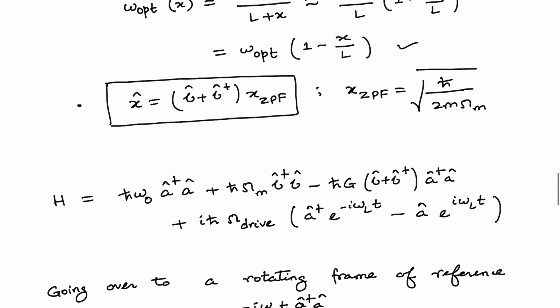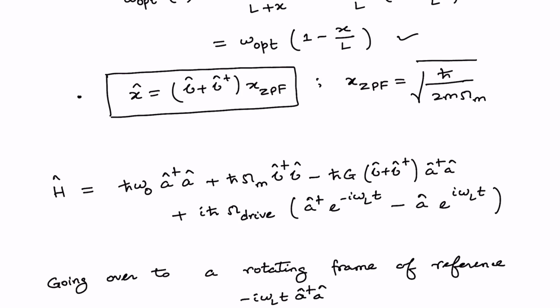Now utilizing this, we have guessed the Hamiltonian, and this Hamiltonian has several terms. The first term refers to the energy of the cavity mode. The second term, ħ ω_m b†b, is the energy of the mechanical mode or the phonon mode. The third term refers to the interaction between the mechanical mode and the optical mode. And this final term refers to the laser drive.